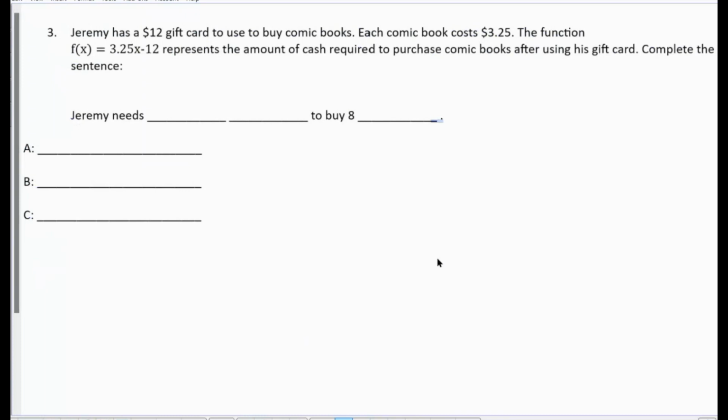All right, number 3. Jeremy has a $12 gift card to use to buy comic books. Each comic book costs $3.25. The function f of x equals 3.25x minus 12 represents the amount of cash required to purchase comic books after using his gift card. Complete the following sentence. Jeremy needs blank blank to buy 8 blank. All right, so the first thing we know is that Jeremy's going to be buying 8 of something. Well, the only thing that the problem is talking about is comic books. So we know he's buying 8 comic books.